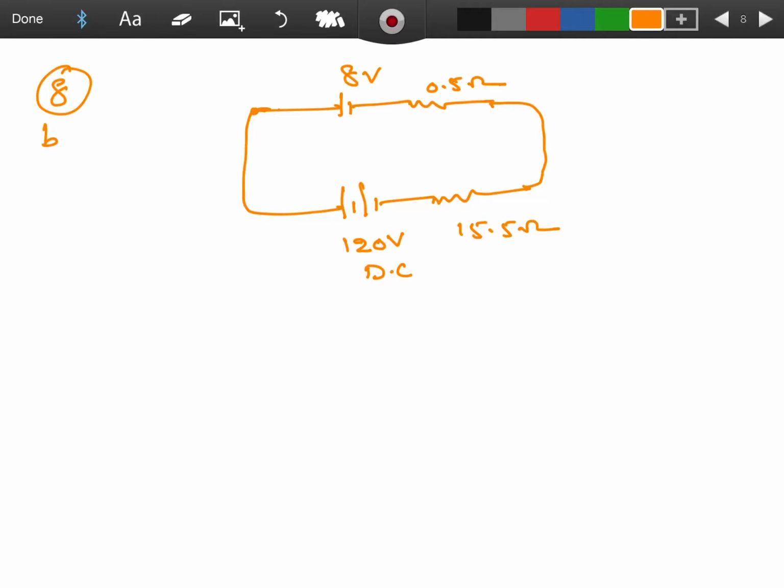Terminal voltage means, from this battery, this point. See, here I am mentioning with the red point. Potential difference between A and B they are asking. That is called terminal voltage of the battery. Whatever it may be, let it be. First you find the current coming from the source. I'll say this is I, this will be I, this is also I.